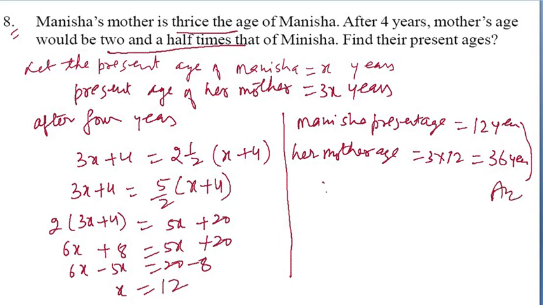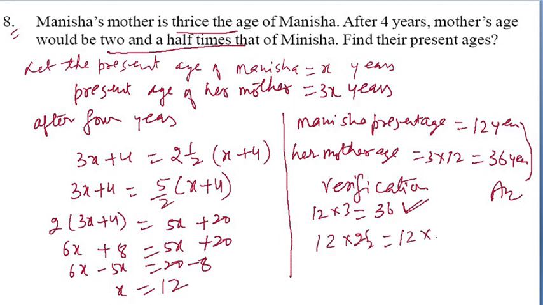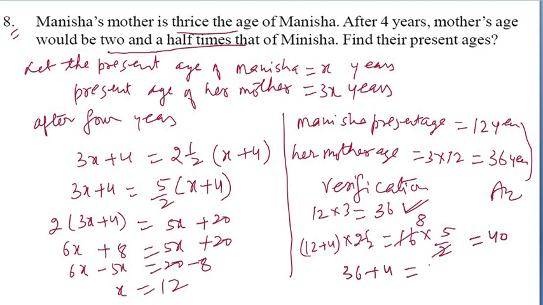So you can check the verification. How can we verify 3 times? You can see here, 12 into 3 is 36. It will be correct, 3 times. And now 2.5 times of Manisha: 12 plus 4 into 2.5, that is 16 into 5 by 2, so 2 8s are 16, and it becomes 40. And now you can see 36 plus 4 also becomes 40. So both are equal, hence verified.